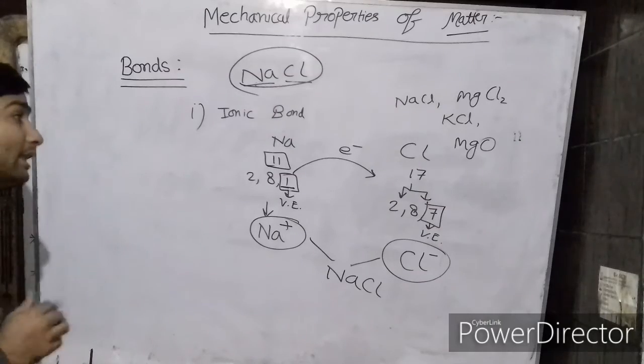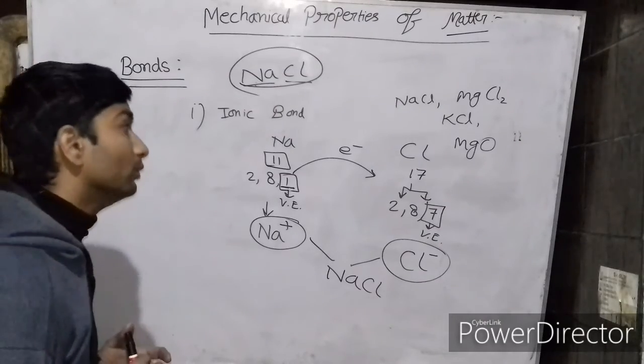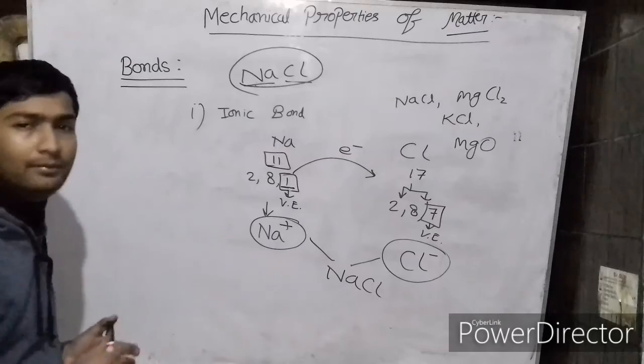Now the second type of bond is the covalent bond, which we will discuss now. So let me erase this.